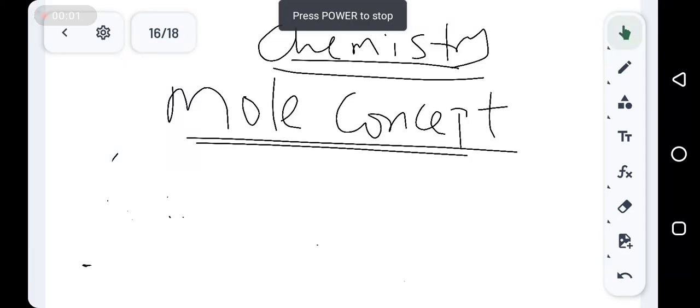Hello and welcome. My name is Matthew, and in this lesson, we are going to discuss mole concepts. I am going to give you the meaning of mole, and then I will show you how to calculate mole in chemistry and how to apply this mole in solving chemical problems.